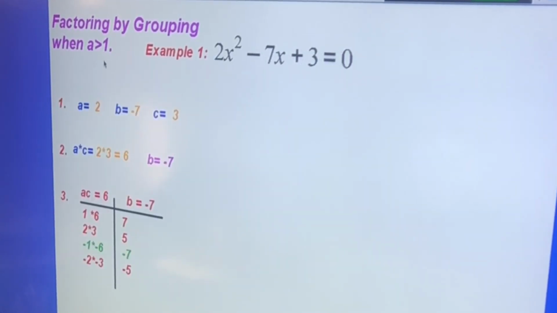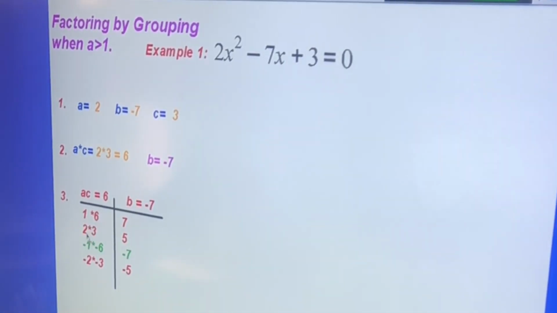This time, a is greater than 1, so we have a problem. 2x squared minus 7x plus 3 equal to 0. And they want us to factor. Now, please keep in mind that I'm not showing you how to find the roots or anything. I'm just solely showing you how to factor. Okay, so a equals 2, b equals negative 7, and c equals 3. Step 2 says to multiply a times c, that's 2 times 3, and it gets me a value of 6. And b is given to us as negative 7. Create your t-chart with your factors.